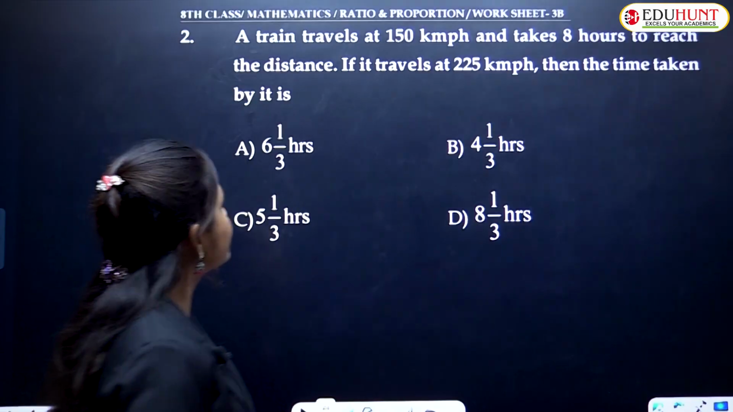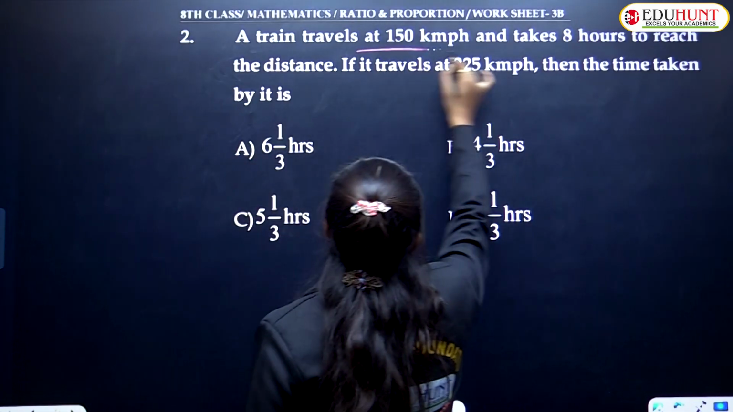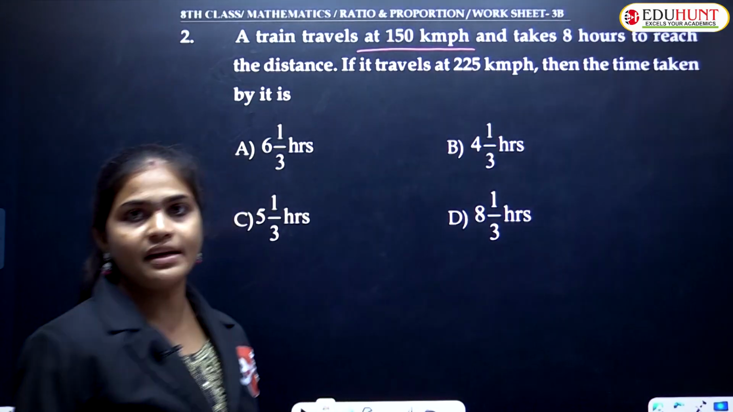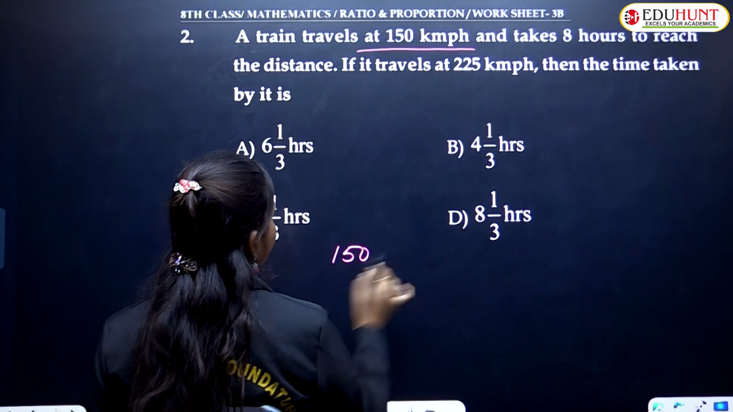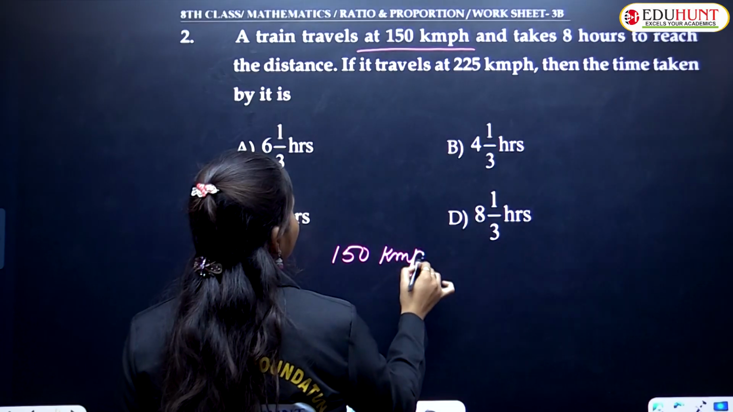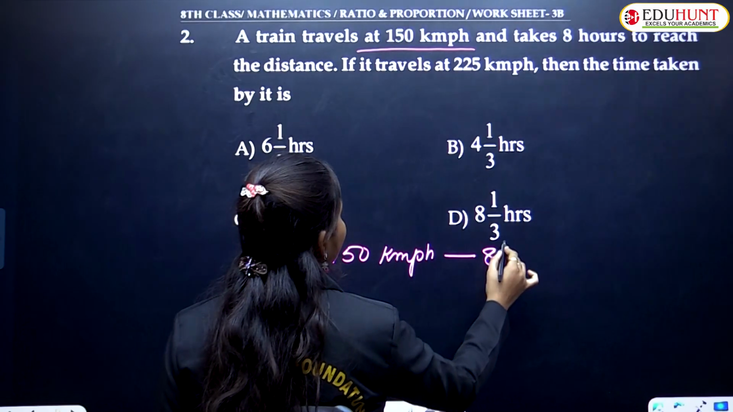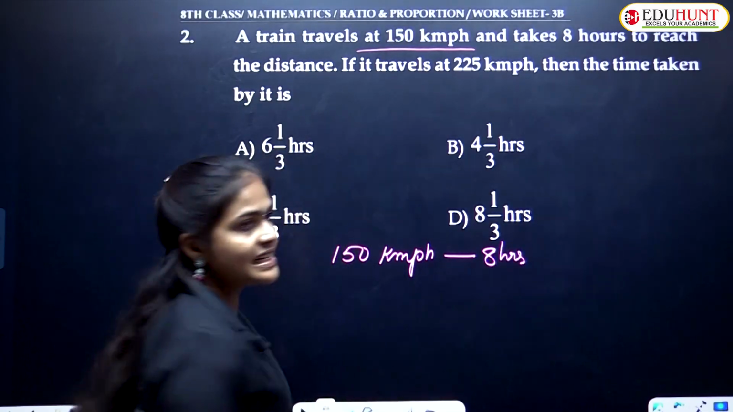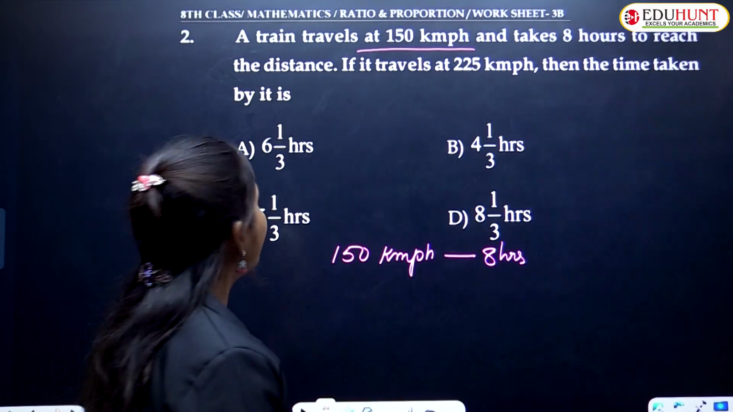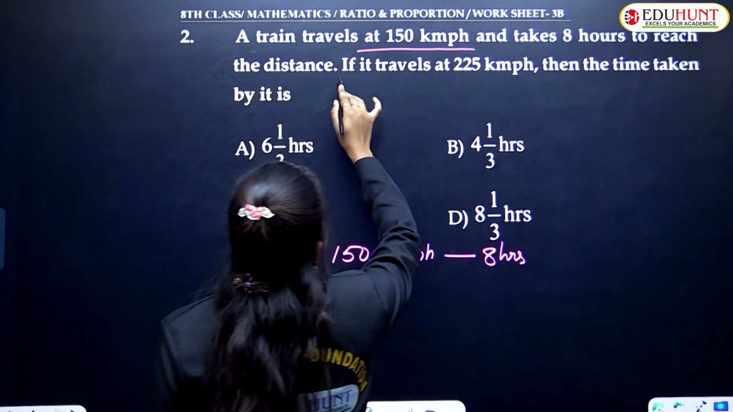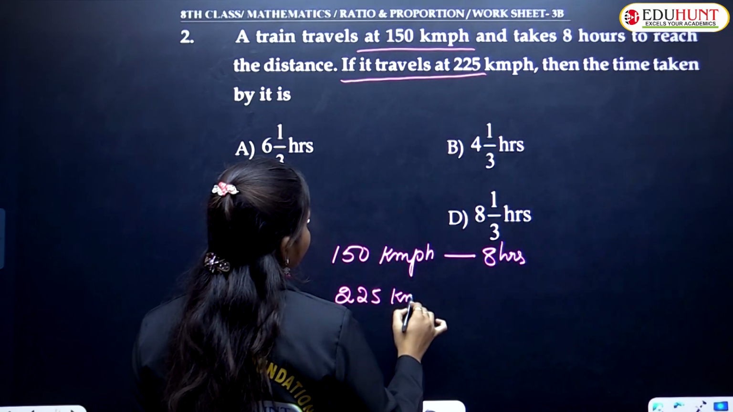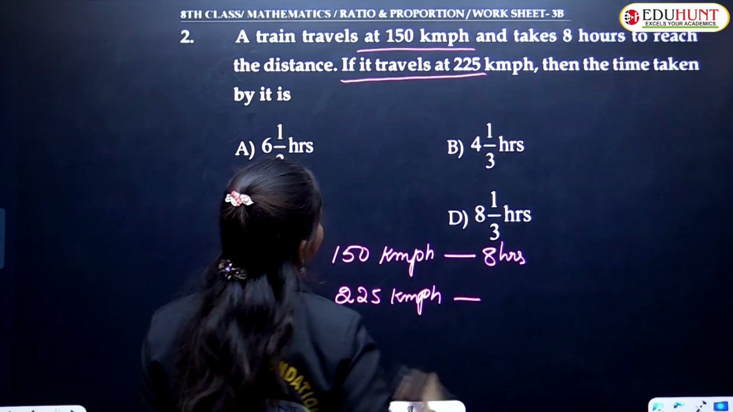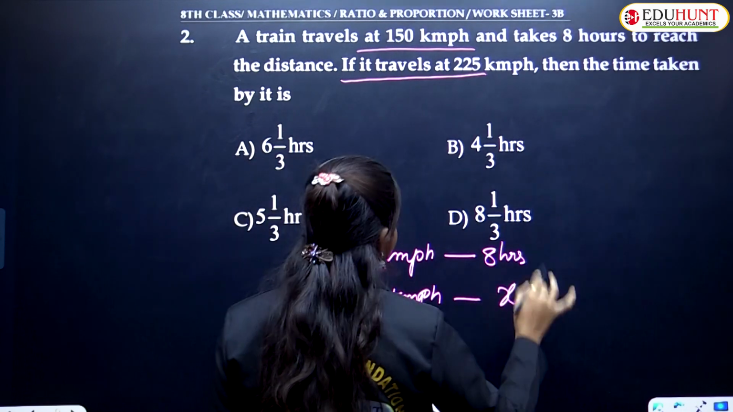A train travels at 150 kilometers per hour. A train travels at 150 kilometers per hour, and takes 8 hours to reach the destination. And to reach the distance, if it travels at 225 kilometers per hour, then the time taken is?